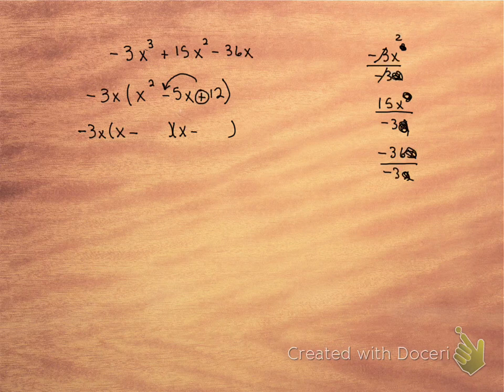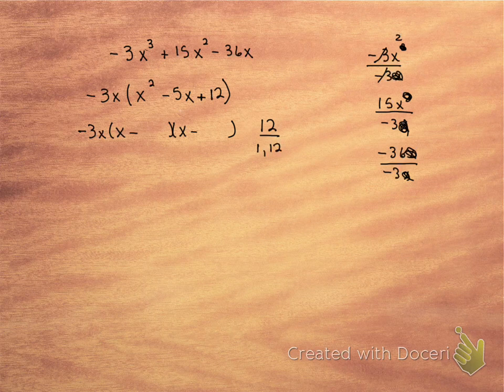Now, we need two numbers that multiply to be 12, and that when we combine them, we'll get a negative 5. So we need all the factors of 12. Let's clean this up a little bit so it doesn't confuse things here. Okay. So the factors of 12.